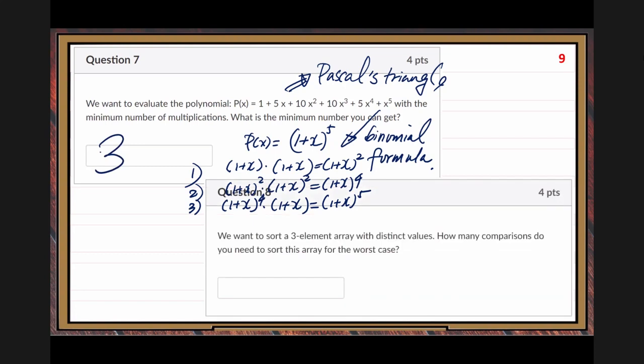Number 8, we want to sort a 3-element array with distinct values. How many comparisons do you need to sort this array for the worst case? Work it out by yourselves, do the comparisons. The answer is 3. So, worst case, 3.